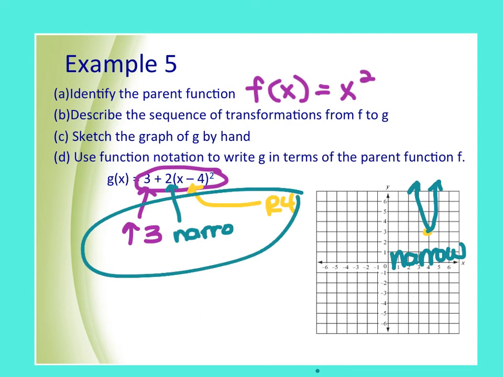So this is fine for this. Like when you're describing notation to me, that's fine. Up 3, narrow, and right 4 is fine. Notation just like that, okay? And then we're going to sketch it by hand.